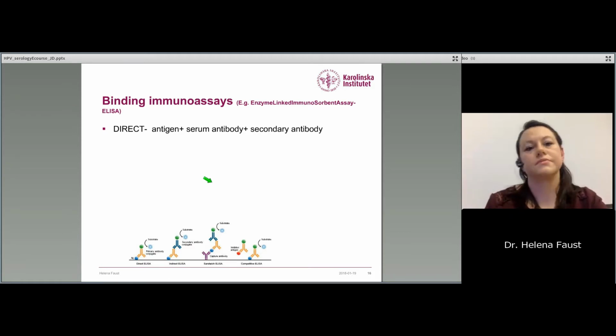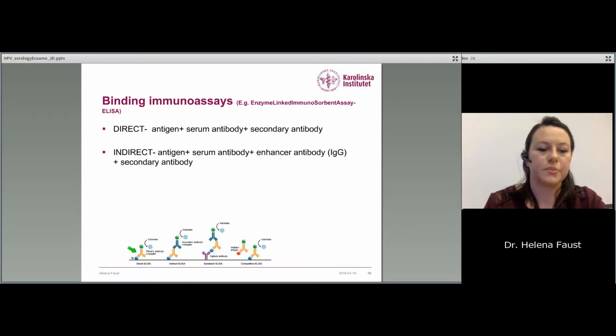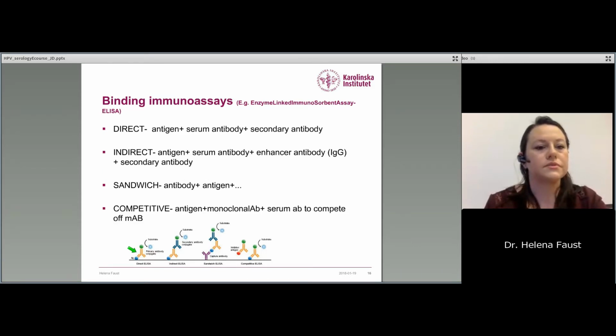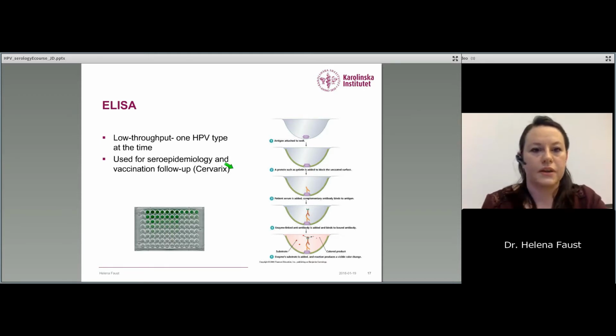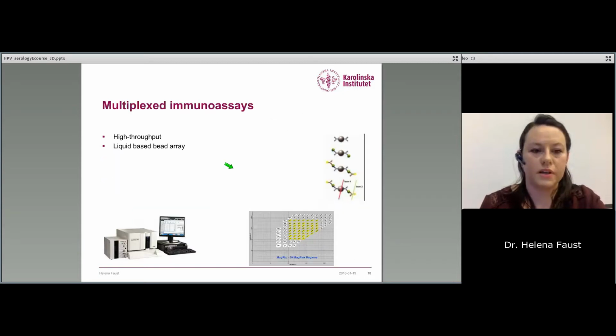Binding immunoassays, ELISAs, are also of different types. They can be direct or indirect, sandwich assays, and competitive assays. In classical ELISA, only one HPV type can be detected at a time. For example, one antigen, HPV16, is coated in the well, and then step by step the antibodies are made detectable. This is used in seroepidemiology and also some vaccination follow-ups like serology studies. And historically, it's the most widely used method.